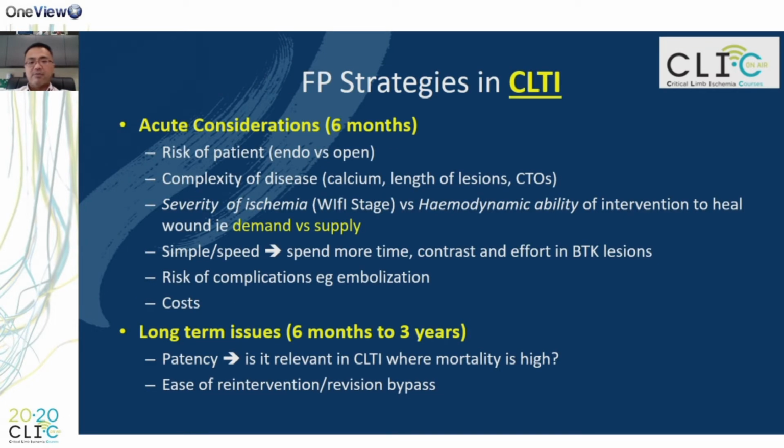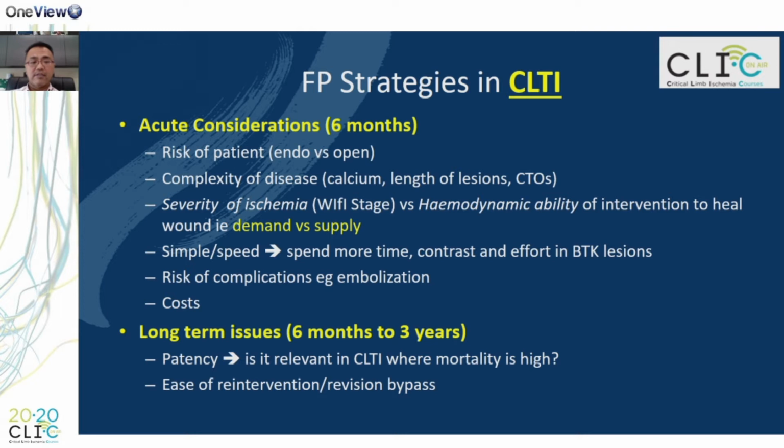So my personal FEMPOP strategy in patients with CLTI, I look at it from an acute as well as a long-term perspective. Acute meaning 6 months, which is a reasonable time for a patient with CLTI to heal. I look at the risk of the patient. If the patient has a low risk, maybe open surgery to optimize the FEMPOP is good versus an endo. Complexity of disease, the length of the lesion, whether the lesion is a CTO, whether the lesion is calcified. And then I look at demand and supply as well. For a single small CLTI, a little spot of gangrene, maybe the FEMPOP does not need to be as perfect as it can be.